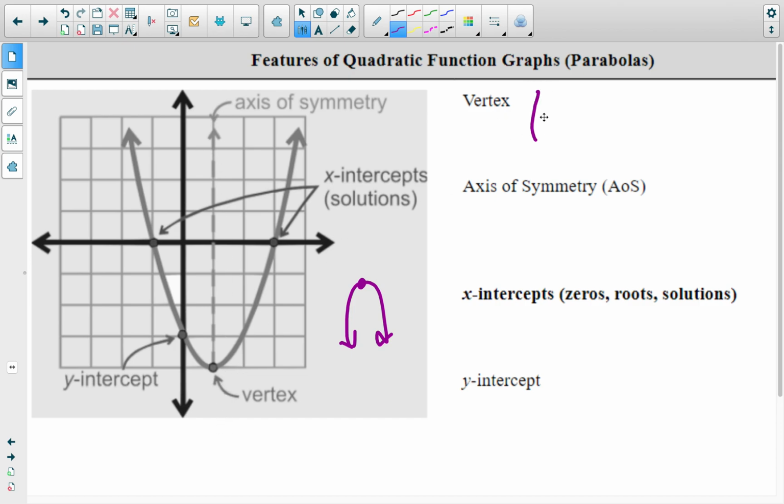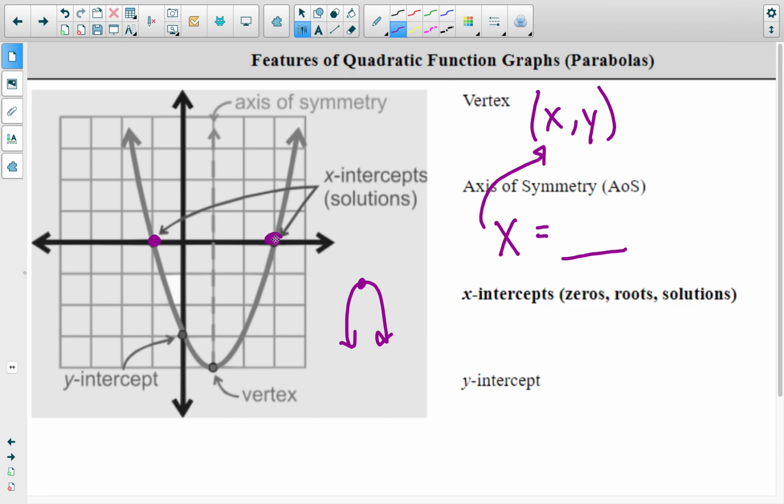It passes through the vertex. So remember, your vertex is going to be a point, x comma y, and then your axis of symmetry is going to be x equals a number. And then that number is whatever your x value of your vertex is. All right, and then talking about the x-intercepts and the y-intercepts of a parabola is where we're going to pick up today. So the x-intercepts are these two spots here on this graph, right?